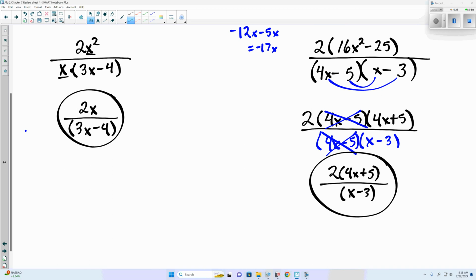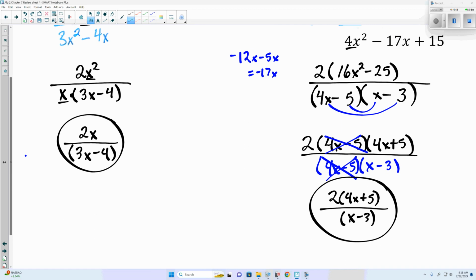And that's it. We don't have to do any distributing at this point. We don't have to multiply the 2 back through. Don't multiply the 2 back through. That's just a waste of time. Because that's it. This is our final answer. Questions on this here? We good with this here?